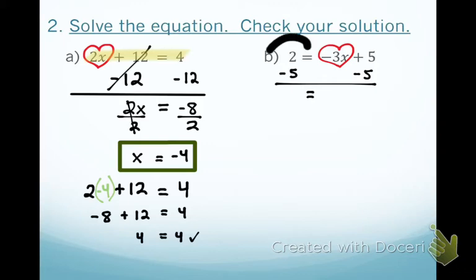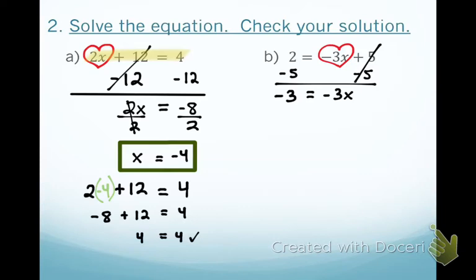Let's focus on the left side. Jonathan, what is 2 minus 5? Negative 3 is correct. Reagan, what happens to positive 5 and negative 5? It becomes just a 0, so it cancels out. And I'm going to drop down that negative 3x. Jocelyn, is our x all alone by itself? No. What is not allowing the x to be alone?